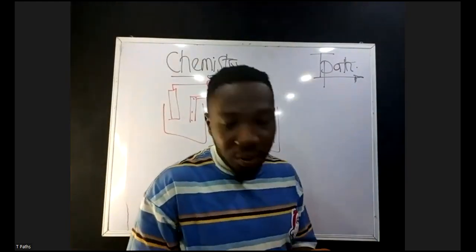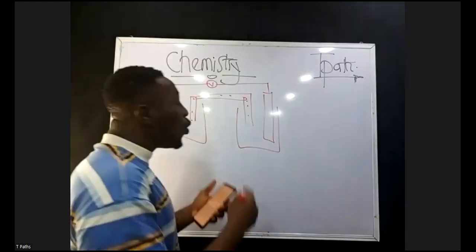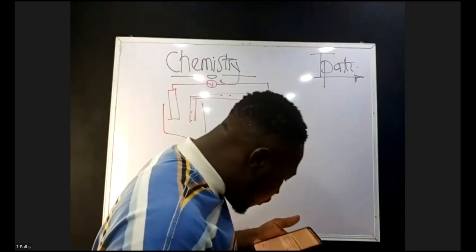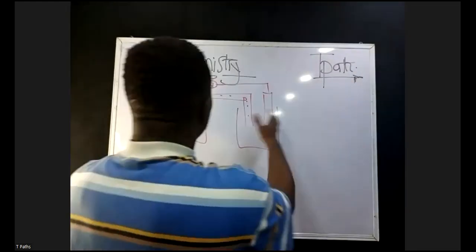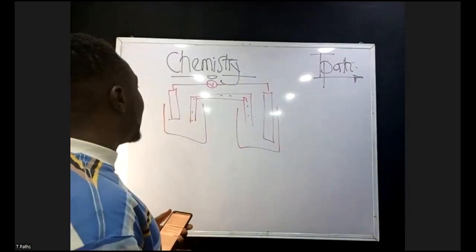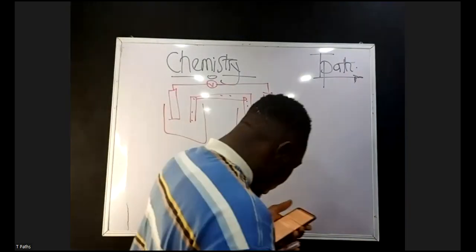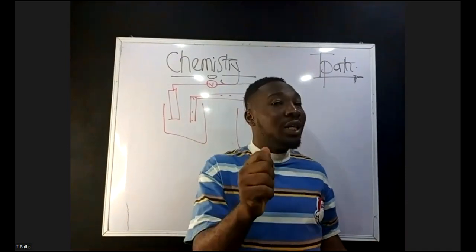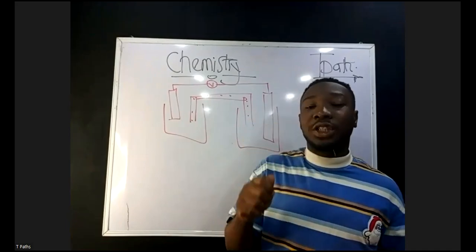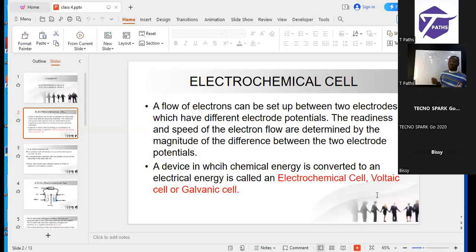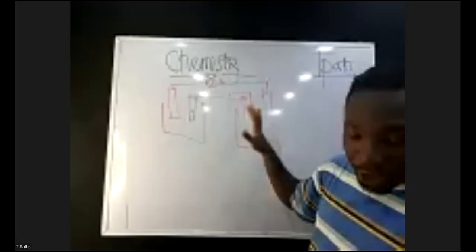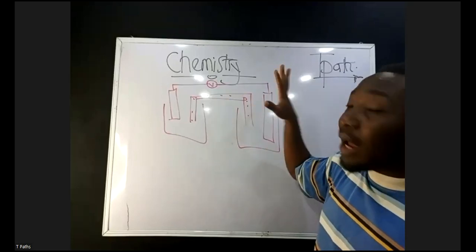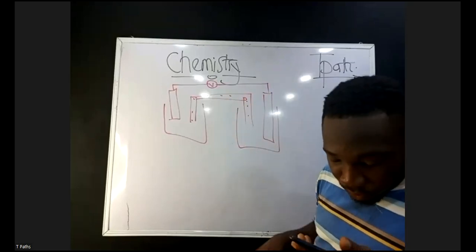So we can see the flow of electrons between two electrodes. And we also learned about electrode potentials. We said last class that electrode potentials vary for different metals. So the flow of electrons between these electrodes, which have different electrode potentials, is what is known as an electrochemical cell.